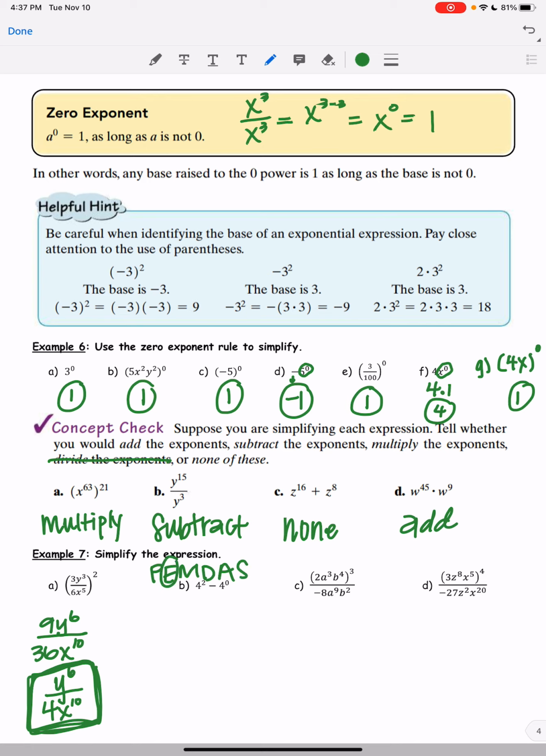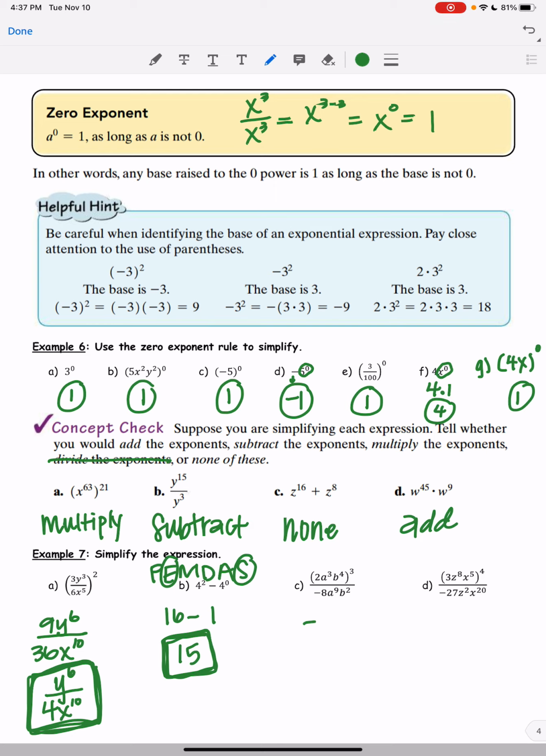So what do we got to do first? Exponents. So 4 squared is 16. 4 to the 0 power, that's not 0. What does that equal? That equals 1. And now I can add or subtract. So my final answer there is 15.